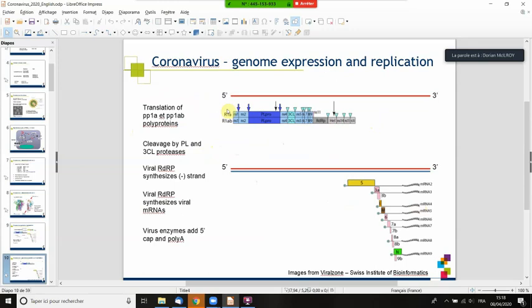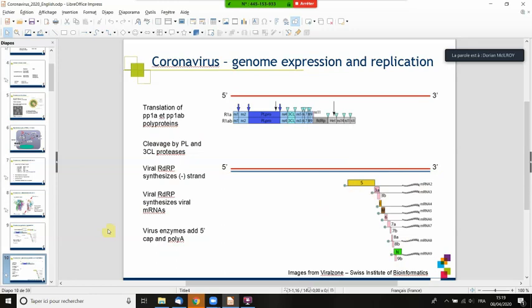So first step is you've got the polyproteins 1A and 1AB are translated. They're cleaved by the proteases. The viral RNA-dependent RNA polymerase synthesizes the complementary strand here in blue, and then this double-stranded RNA is used as a template to synthesize these messenger RNAs. All of this happens in the cytosol, and that means that the virus has got to have its own enzymes for adding a 5' cap here and adding a poly A tail to allow these RNA molecules to be recognized by cellular ribosomes and translated.